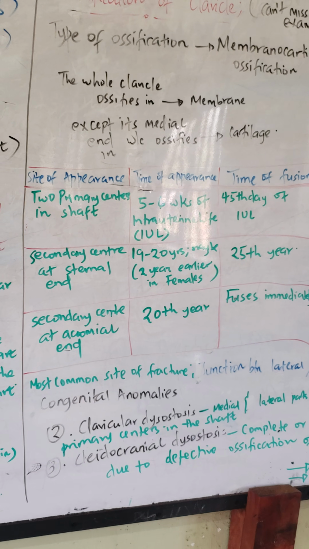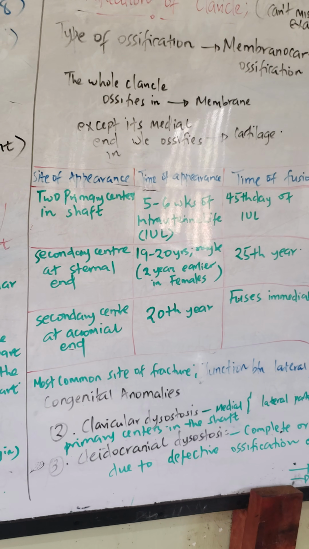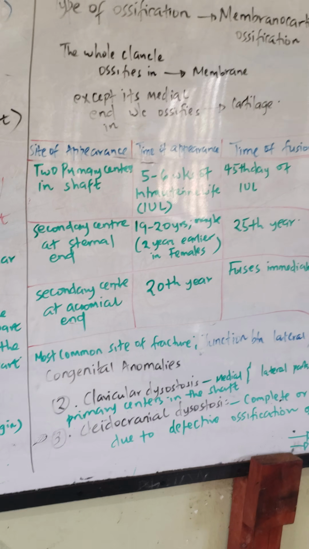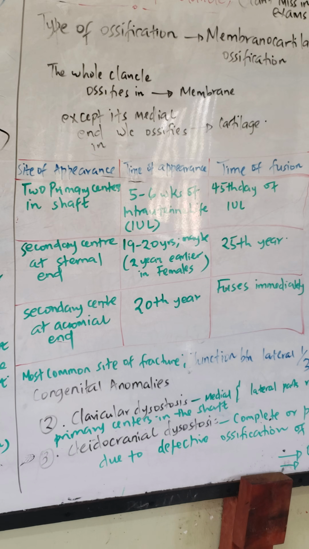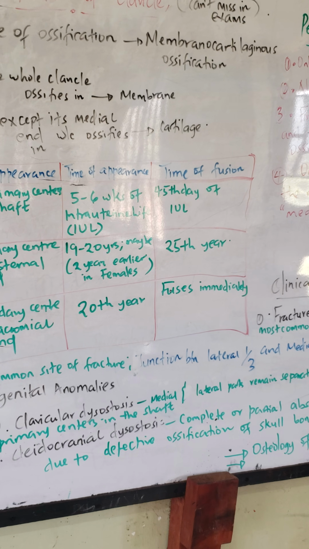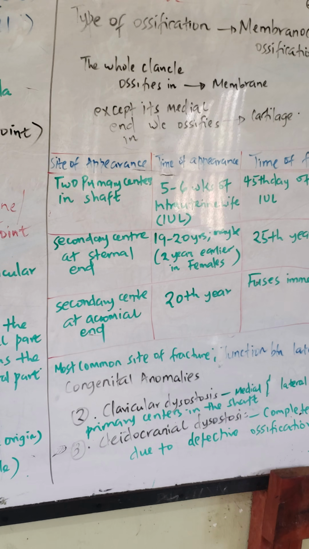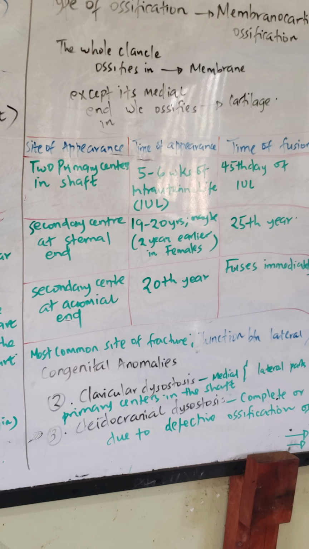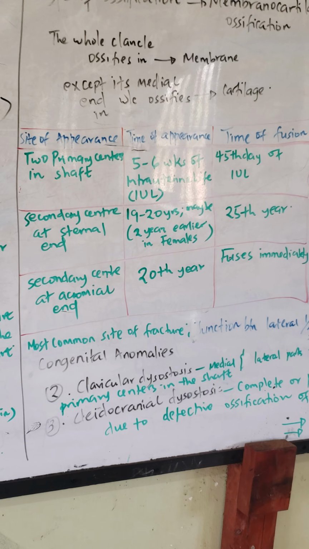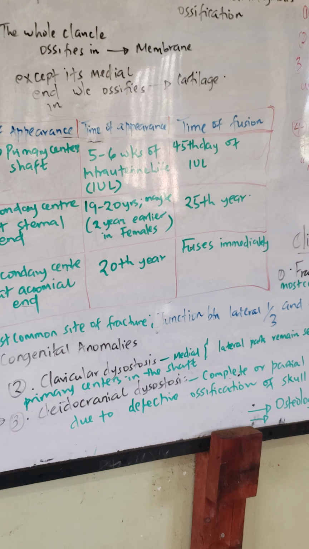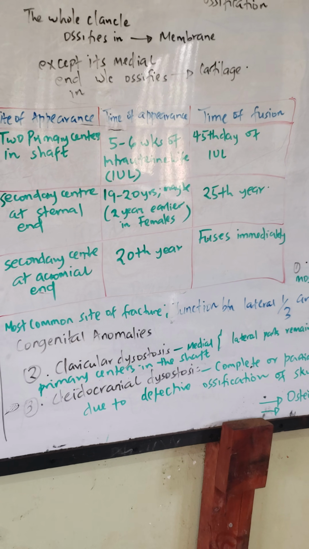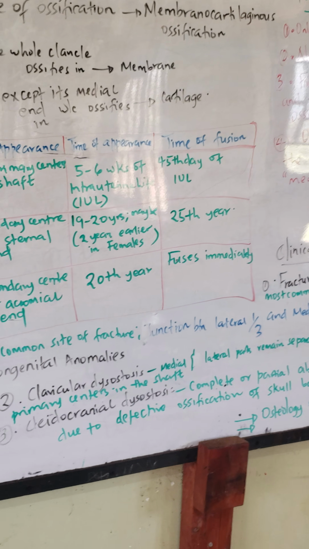And then go on to appreciate the site of appearance of these different centers. The 2 primary centers which are in the shaft appear in 5 to 6 weeks of intrauterine life, and they fuse by the 45th day. And then we have 2 secondary centers, one at the sternal end and one at the acromion. The one at the sternal end appears between 19 to 20, and it may be 2 years earlier in females, and it fuses by the 25th year. This you can't forget.